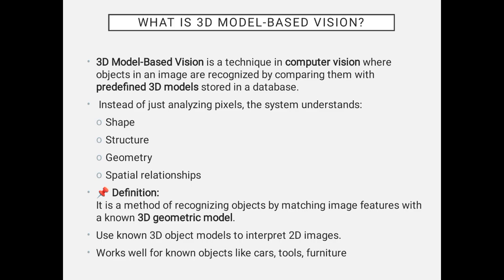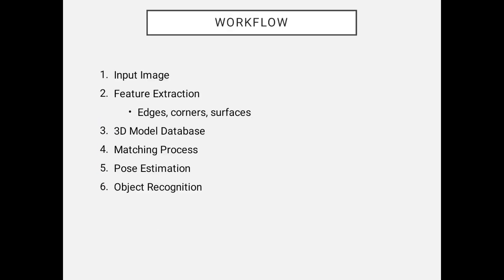So next is the workflow. This is the overall workflow. First, the system takes an input image, then it extracts important features. Next, these features are compared with the stored 3D models. After matching, the system estimates the pose and finally recognizes the object. So, each step plays a crucial role in accurate recognition.